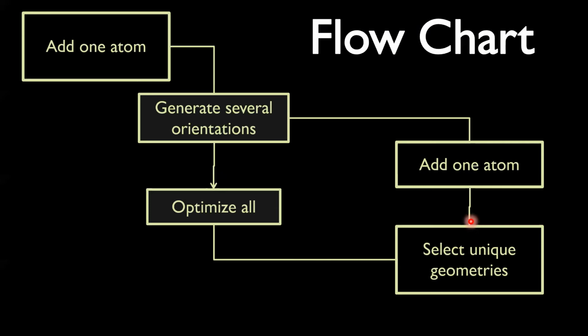So first take an atom, then add another atom to that, and then generate several possible orientations automatically and randomly. So we are not sitting and modeling things, the computer is doing all of this, and optimizes all these geometries and selects unique geometries, and then adds one more atom and goes on in this cycle until you reach the desired size or when your resources are finished.